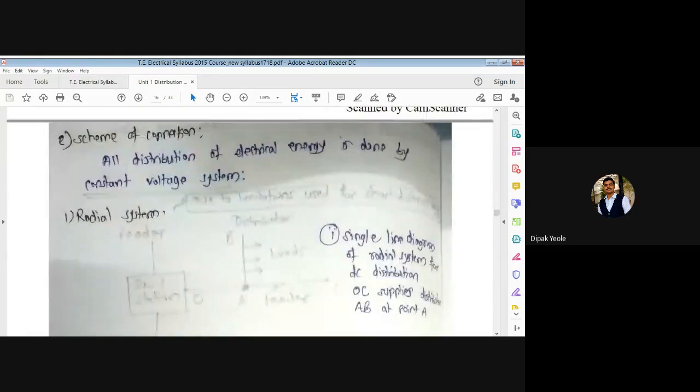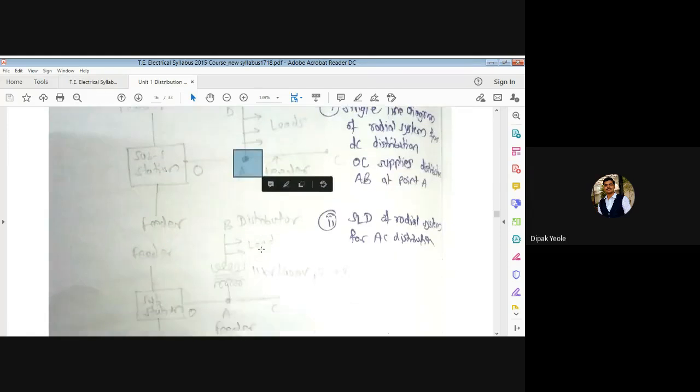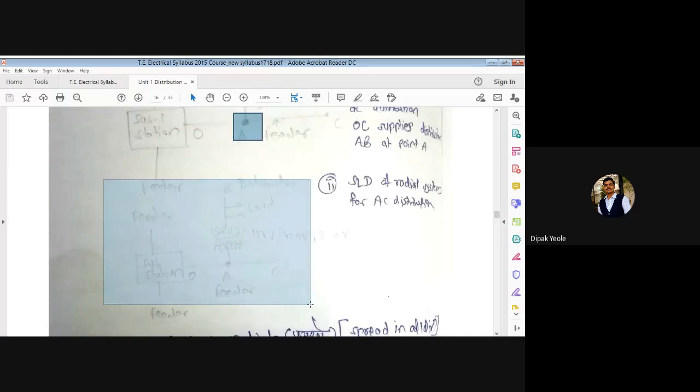Now we will go for radial. What is radial? Radial is simple: only one substation is available, and different feeders take off from this substation. From this feeder, a distributor is available, and these are the loads, which we can say are for our homes. So here you can see a single line diagram of a radial system for DC distribution. OC supplies the distributor AB at point A, and this is for an AC distributor.